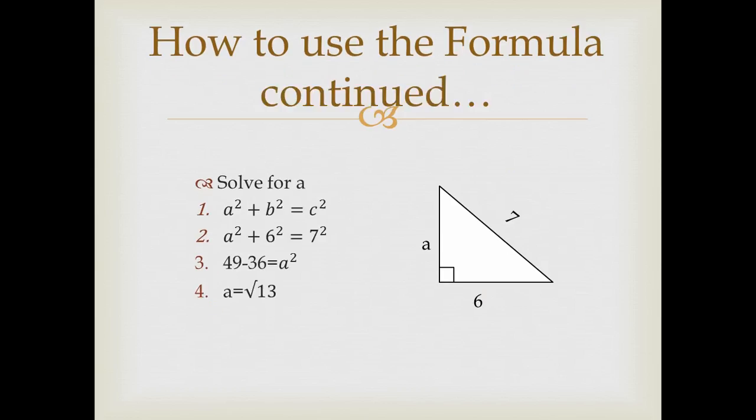To solve for a leg of the triangle, you square the hypotenuse, and then you subtract the given leg squared, and you take the square root of that difference, and that is the length of your leg.